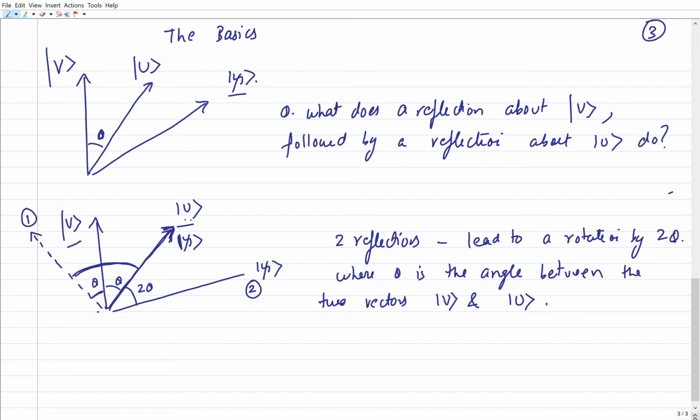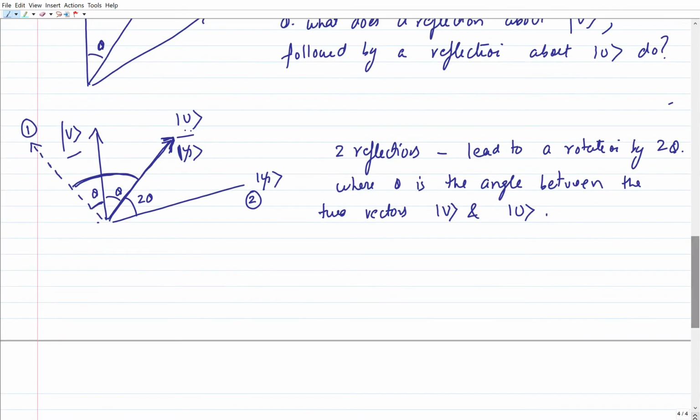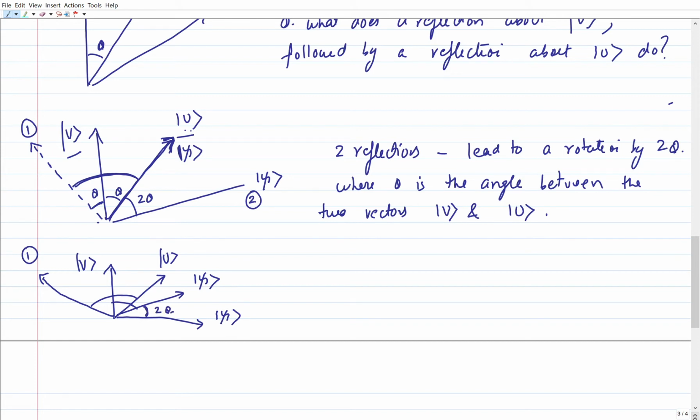So now the next question might be... by the way, you can try this geometrically for any vector psi. So first you will have to reflect it. This is step 1. And then you will have to reflect it by this particular angle. And ultimately, this would boil down to a rotation by 2 theta. So that's always true about a reflection about two vectors.